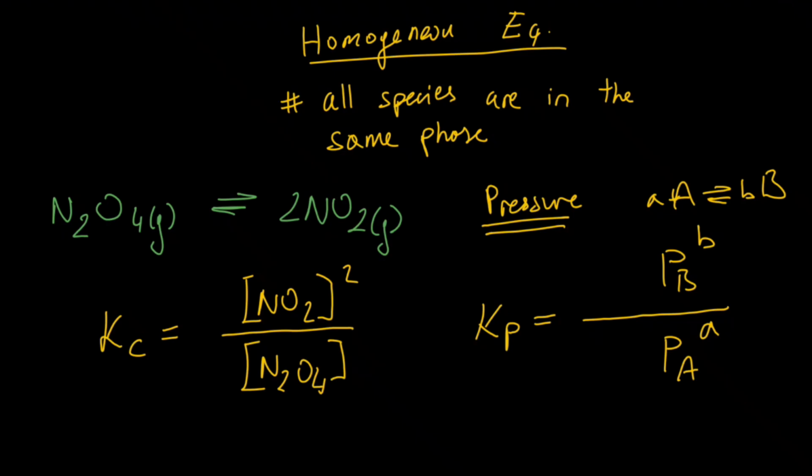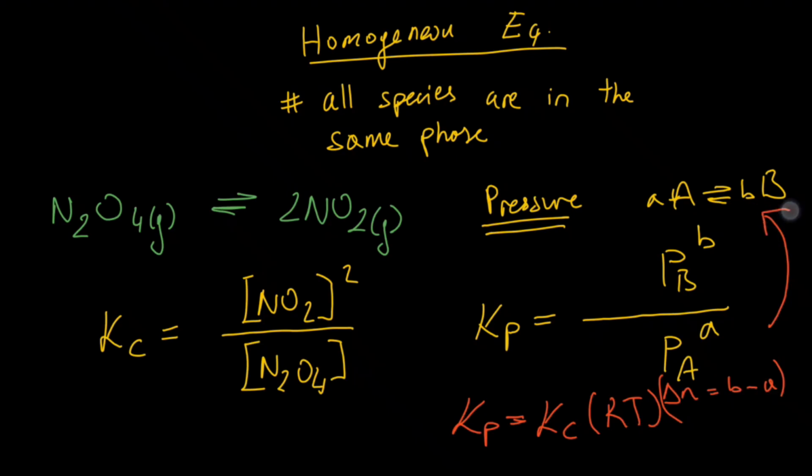This is very important and it is always asked in the exam. Kp is equal to Kc times (RT) to the power delta n. What is delta n? Delta n is b minus a. So I am still considering this reaction. So you have to memorize it. It is very important.